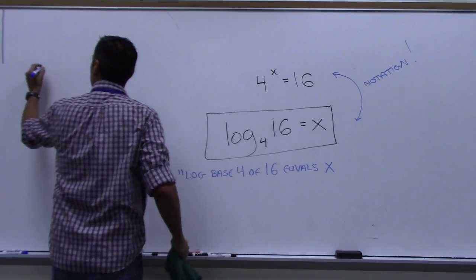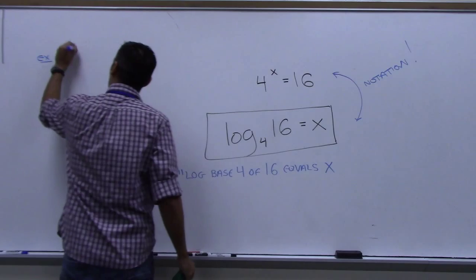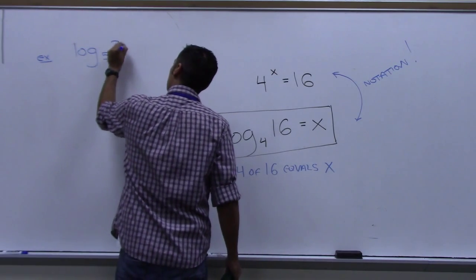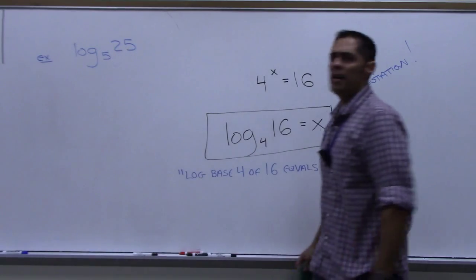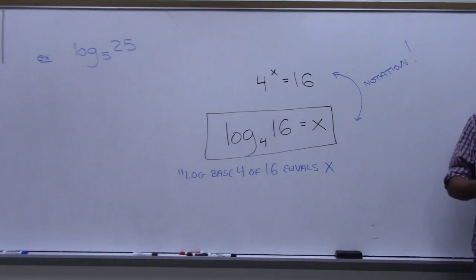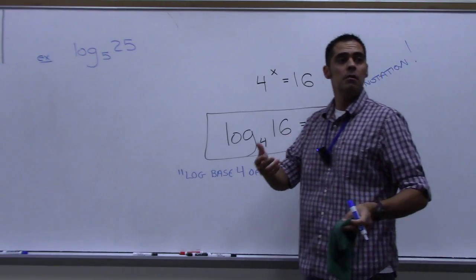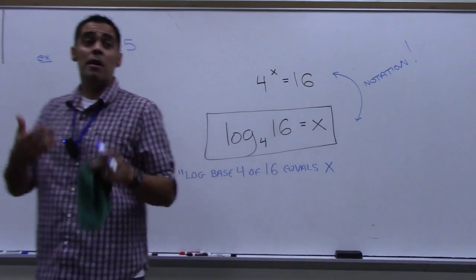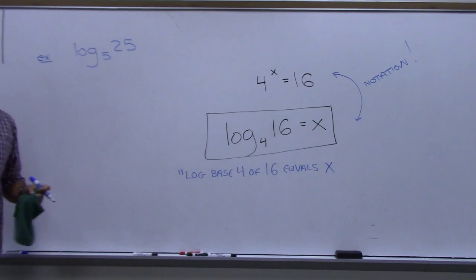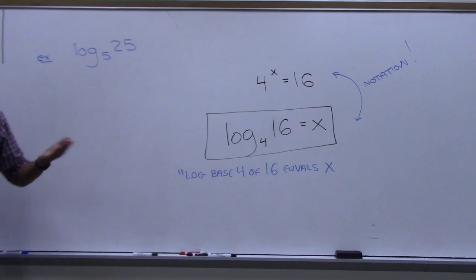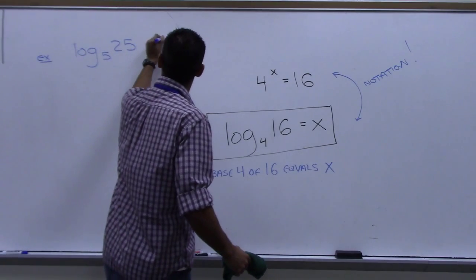If I write, as an example, log base 5 of 25. What's that asking? Don't tell me what the answer is, just tell me what it's asking me. To what power is 5 equal to 25? To what power do I raise 5 in order to equal 25, right? Or 5 raised to what power is 25? Do we all know the answer? What is it? 2, right? So the answer to this should be 2.